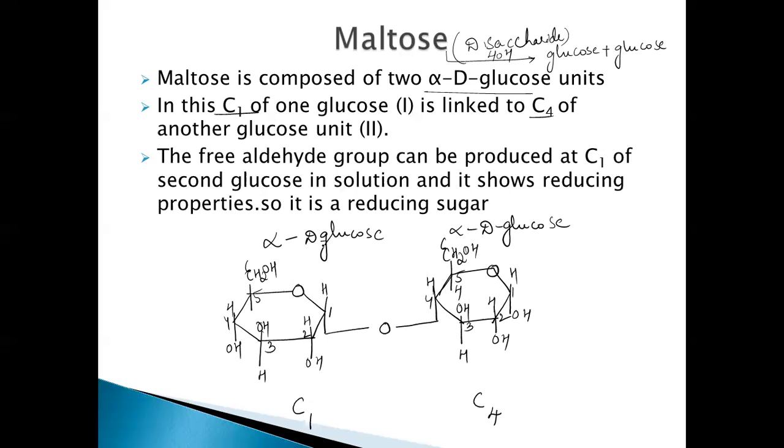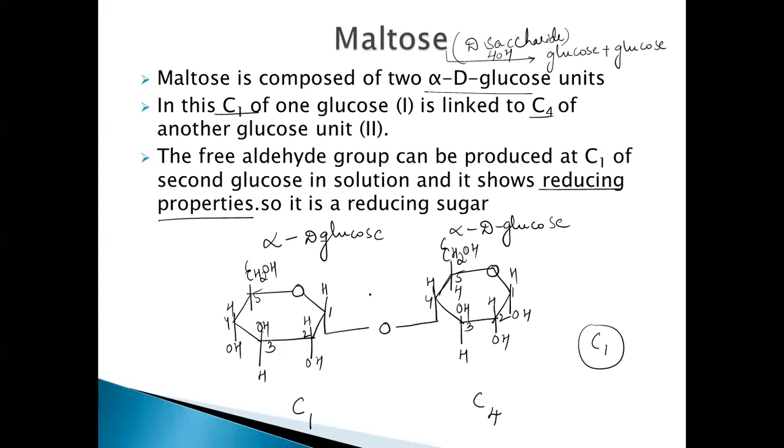And when you observe here, see the free aldehyde group. Where is the aldehyde group present in the open chain structure? At the C1 carbon atom, right? So the C1 carbon atom of the first glucose is blocked. That means it is involved in the bond formation. But if you look at the second glucose molecule, the C1 carbon atom is not involved in any bonding. So this is free. That is why, because of this aldehyde group at the C1 carbon atom, it can reduce Fehling's solution and Tollens' reagent. So it shows reducing properties.